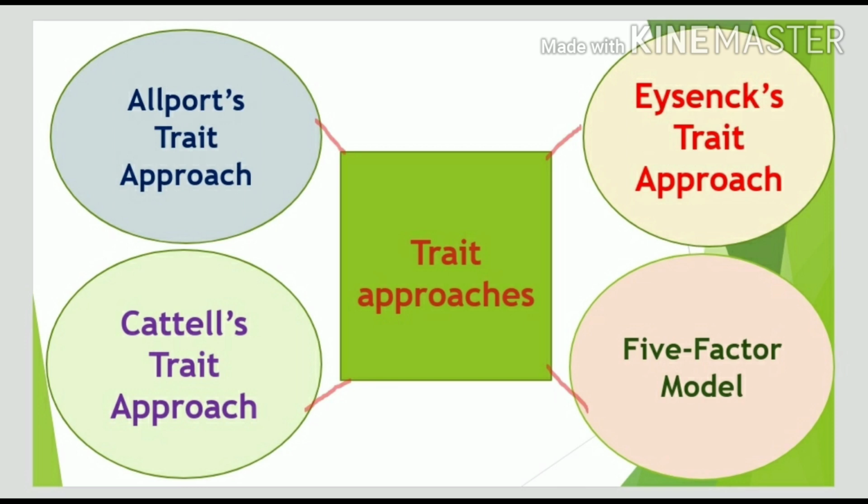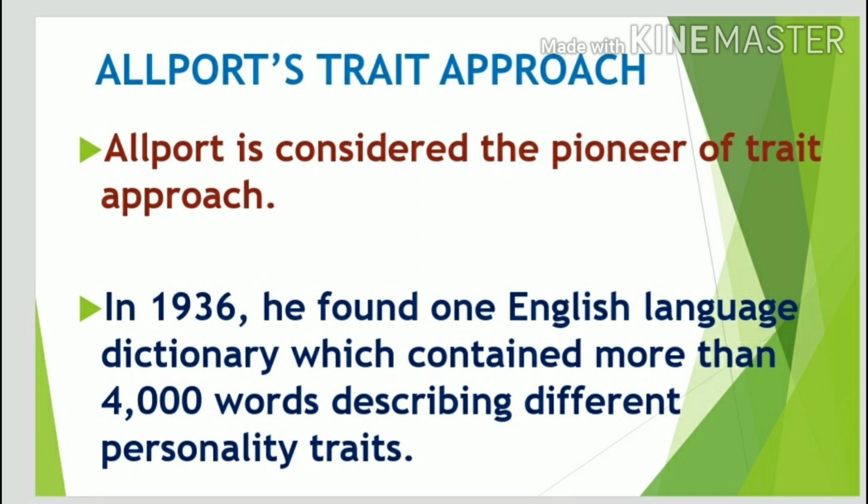And as I told you, there are 4 trait approaches in your syllabus: Allport's trait approach, Cattell's trait approach, Eysenck's trait approach, and the five-factor model of personality, also known as the Big 5 model of personality. So first of all, we will start with Gordon Allport's trait approach, and he is considered the pioneer of the trait approach.